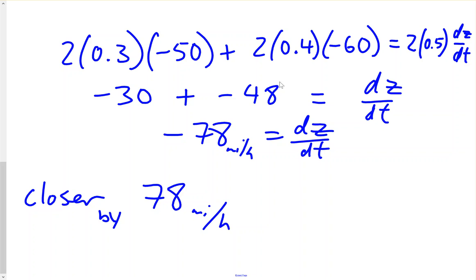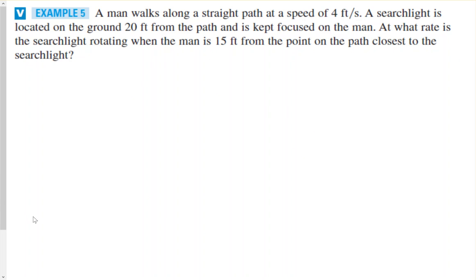Okay, let's take a look at our next example. A man walks along a straight path at a speed of 4 feet per second. A searchlight is located on the ground 20 feet from the path and is kept focused on the man. At what rate is the searchlight rotating when the man is 15 feet from the point on the path closest to the searchlight?